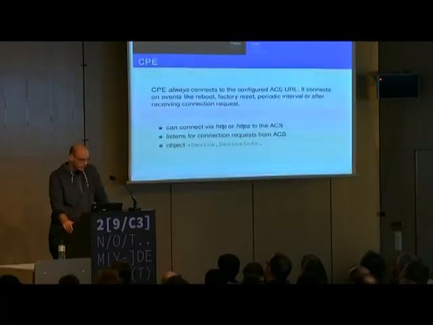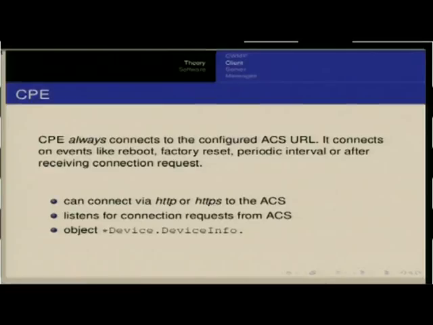Okay, so CP, that's the CWMP client. CP always connects to the ACS, so only then it can be provisioned. You cannot connect to the CP. When you connect to the CP, it connects back to the ACS. So if you are going to do some security research, this is something you should know.